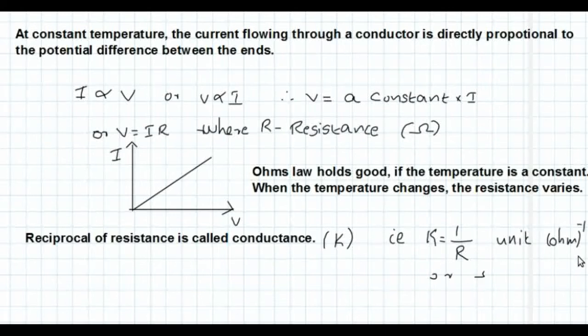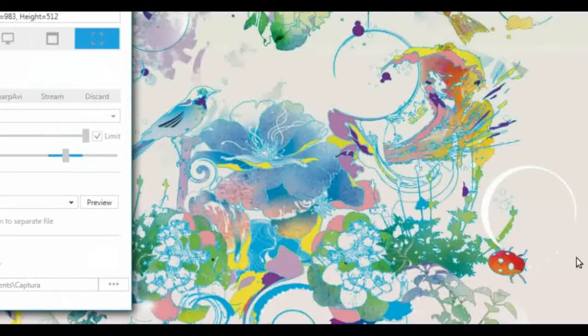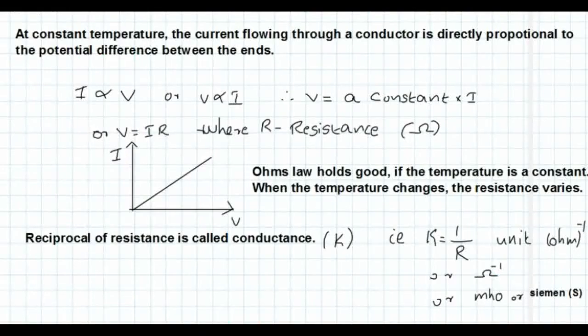1 by ohm is also called ohm inverse, with a symbol you can write. And ohm inverse is also called mho. You just read ohm from the other side, so it is mho. Mho, or it is also called Siemens. Siemens is another unit of this conductance.